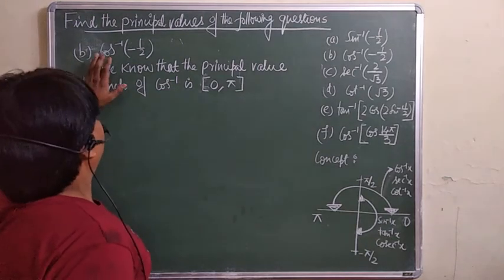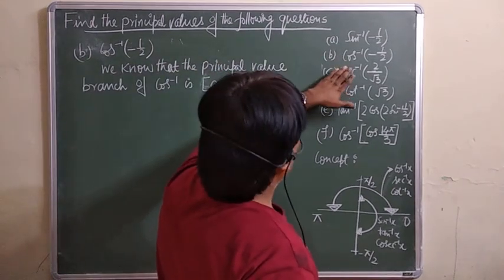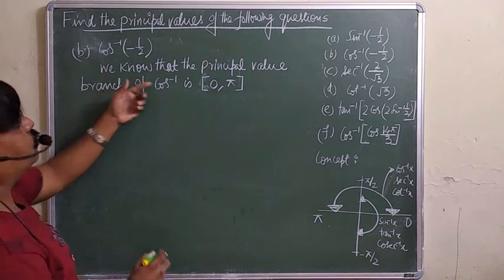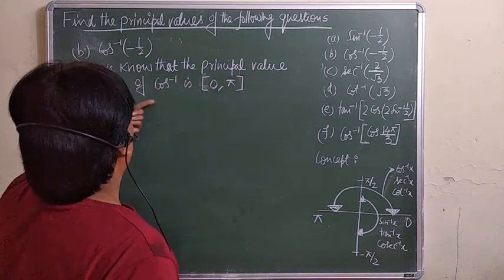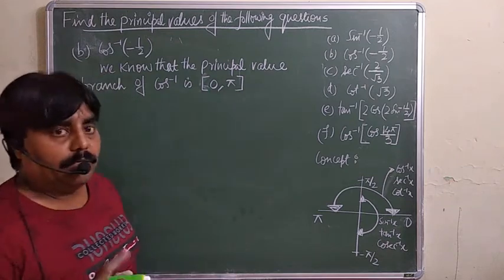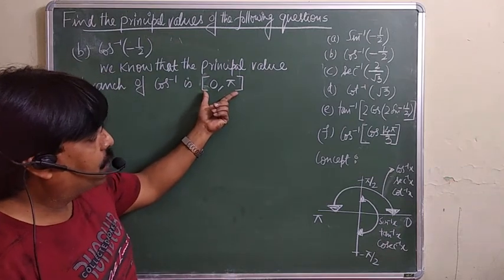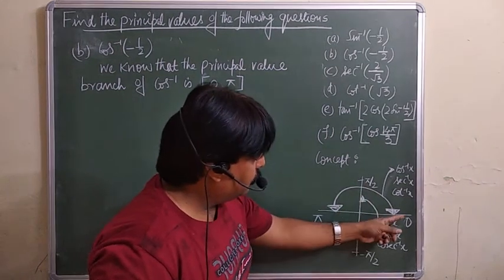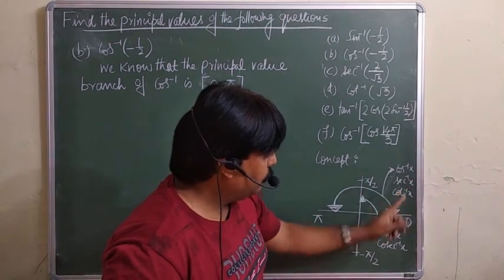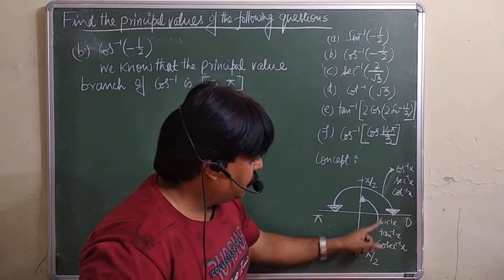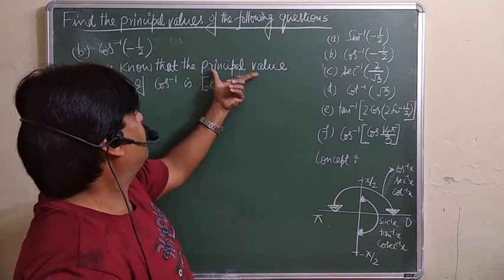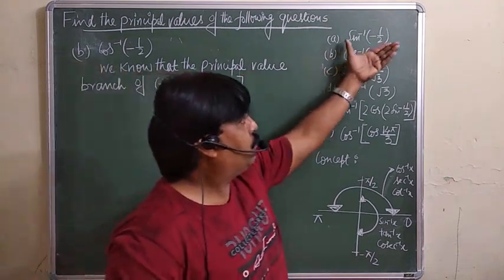Okay, now the next question is find the principal value of cos inverse minus 1 by 2. So look here. We already know that the principal value branch of cos inverse is 0 to pi in a closed interval. This is the very, very important point. Cos inverse, sec inverse and cot inverse are in one group from 0 to pi, and the other three are in one group from minus pi by 2 to plus pi by 2. That is the principal value branch you must know, then only you can find out the principal values.